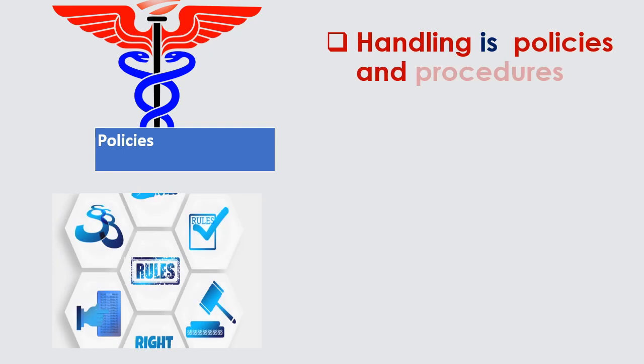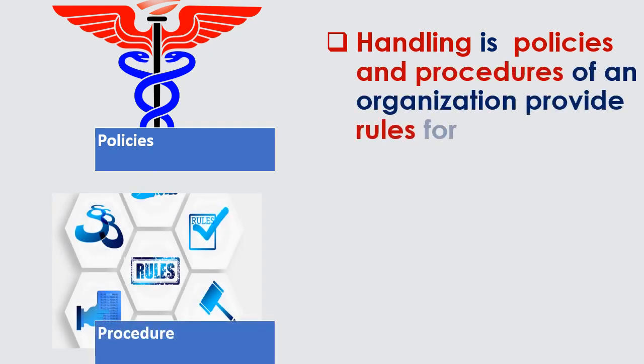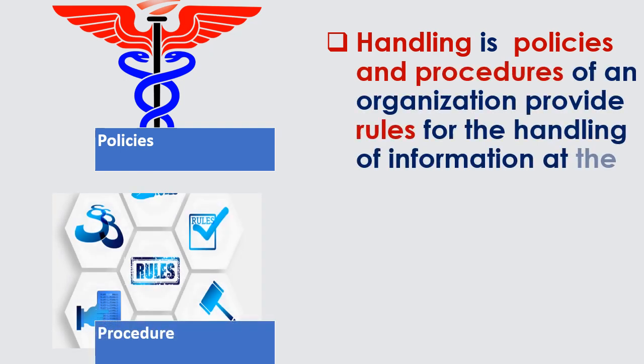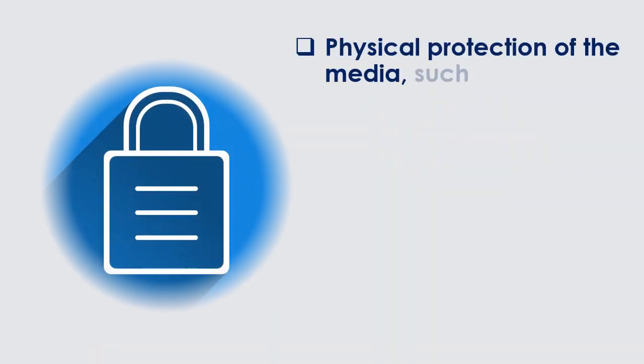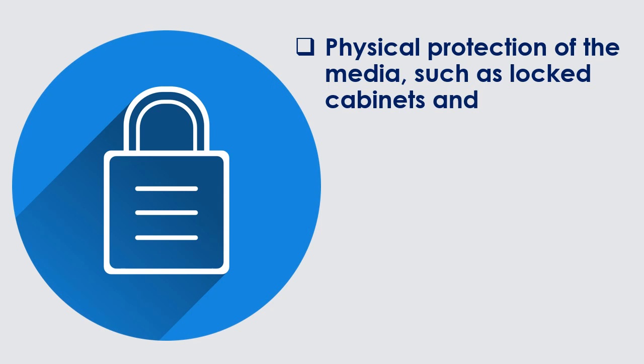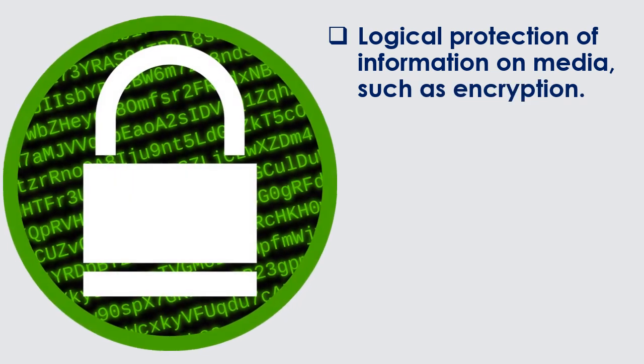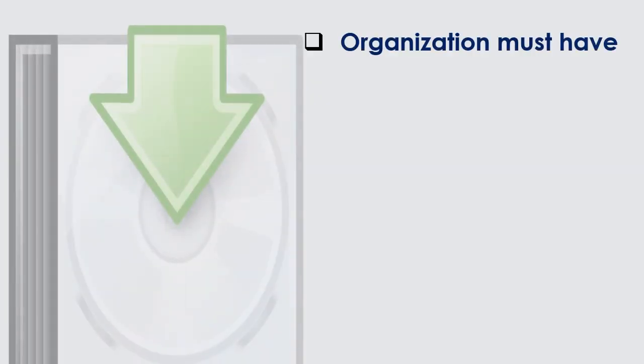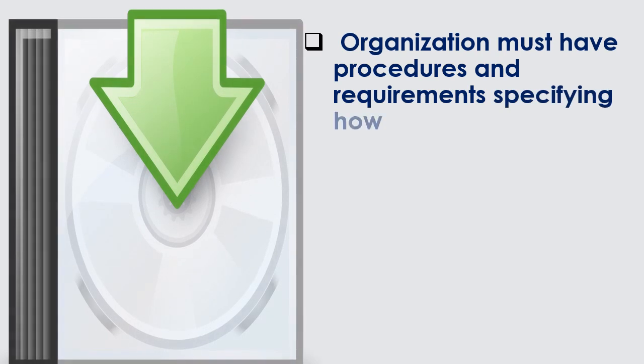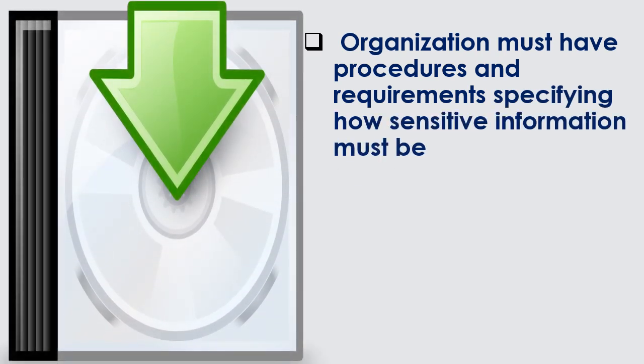For example, a marking might read "privileged and confidential." Handling: the policies and procedures of an organization provide rules for the handling of information at the asset. Physical protection of the media, such as locked cabinets and secured vehicles. Logical protection of information on media, such as encryption. Organizations must have procedures and requirements specifying how sensitive information must be stored and backed up.